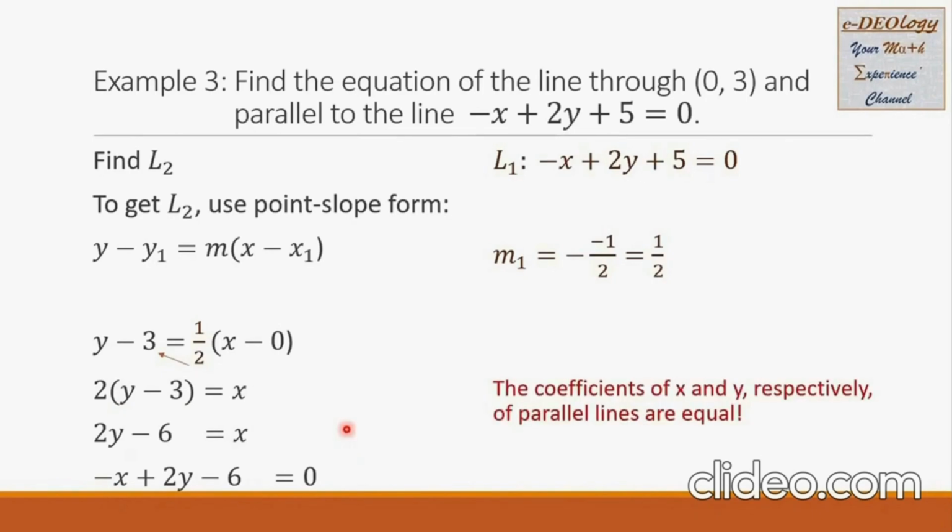Please take note also that the coefficients of x and y, respectively, of parallel lines are equal. Look at the x. And look at the y. They differ only in the constants. This is our final answer.